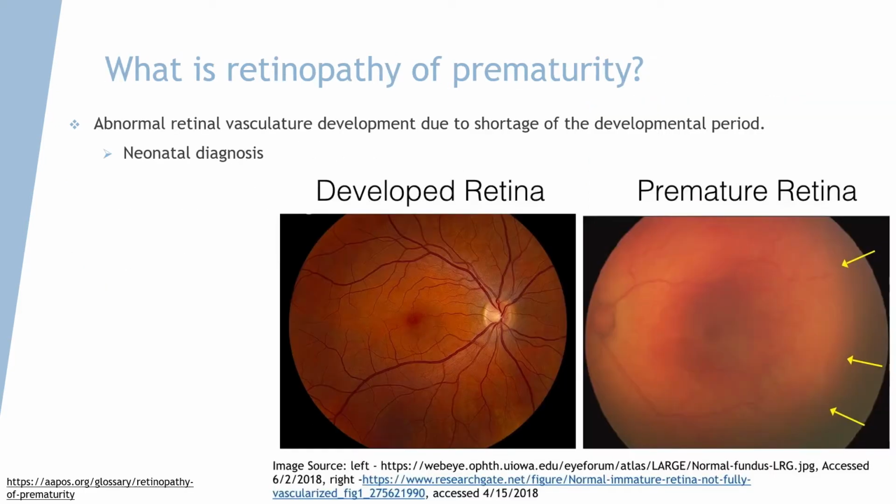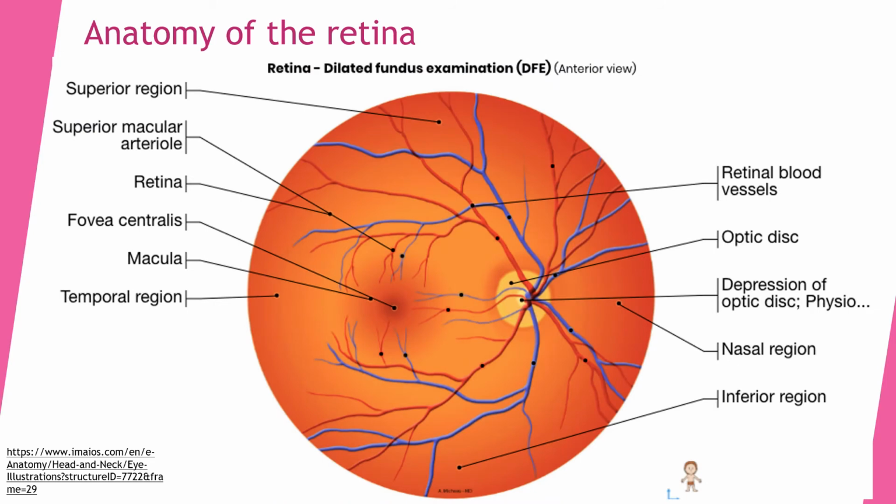So, retinopathy of prematurity, or ROP, is an abnormal retinal vasculature development due to the shortage of adequate developmental period for angiogenesis, and this is usually a diagnosis in neonatal stage. Let's take a look at the forward-facing view of the retina.